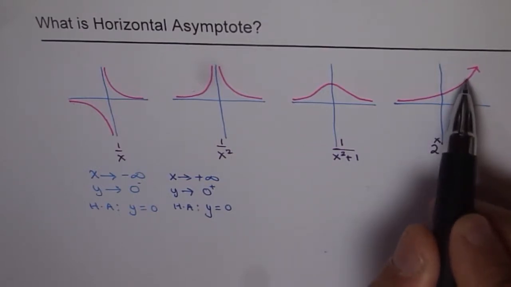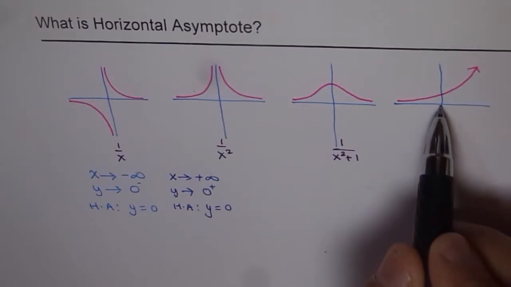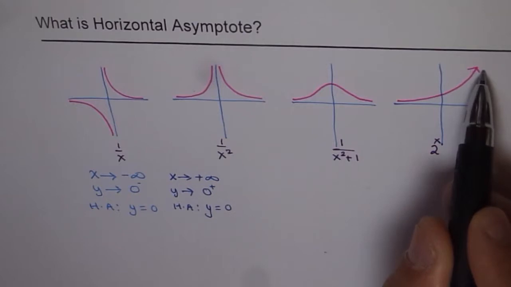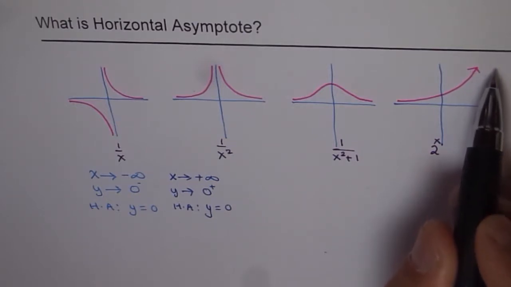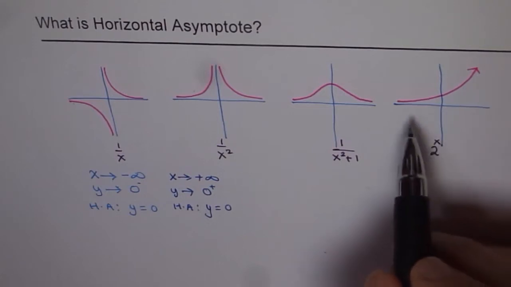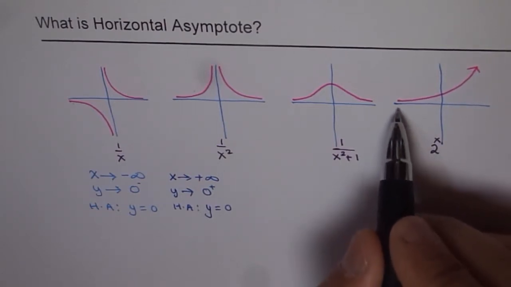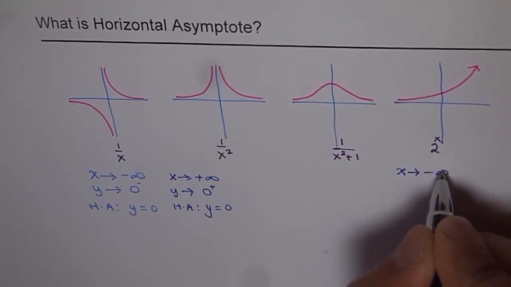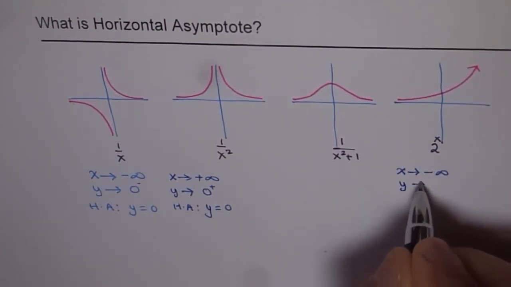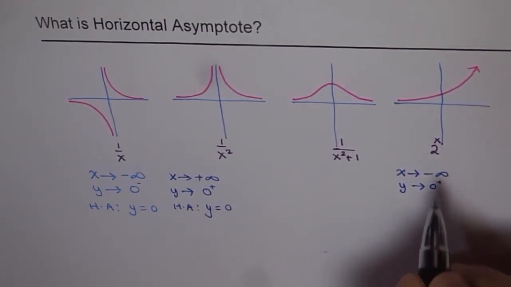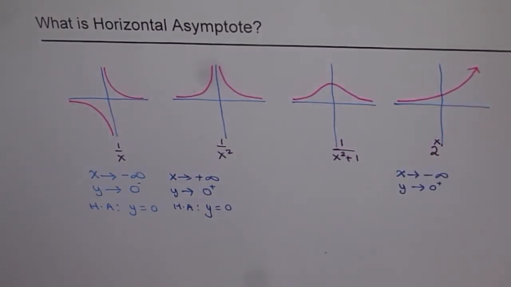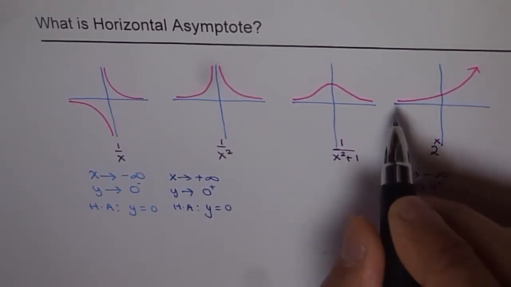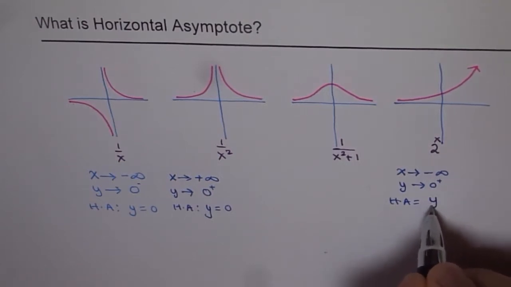But in this particular case, as x approaches positive infinity, the function is approaching infinity itself. So there is no horizontal asymptote on the right side, but there is one on the left side. When x approaches minus infinity, the function approaches the value 0 from the positive side, slightly above the x-axis. And therefore, the horizontal asymptote here is the value it approaches, which is y equals 0.